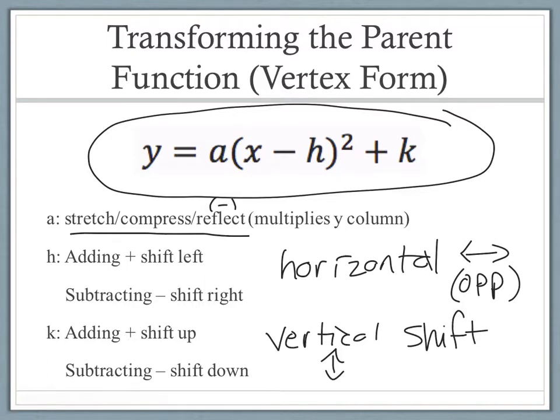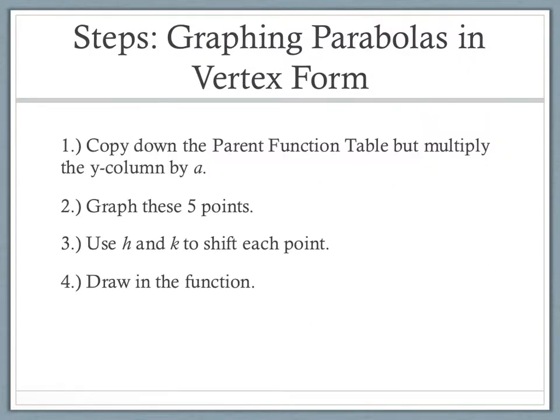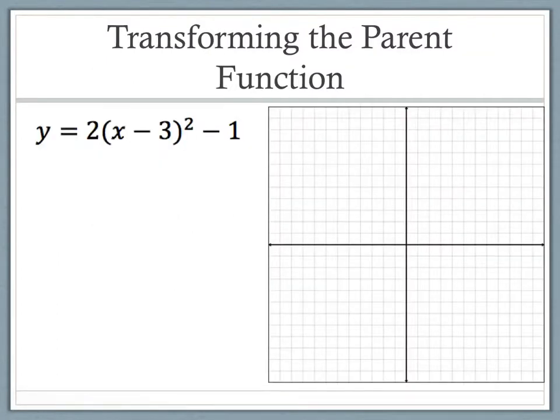Now, it's also called vertex form because our h and our k is our vertex. So HK, that point where it goes left and right, up and down, HK, that is our vertex. Okay, so if you want to write somewhere that the vertex is HK, that's kind of an important thing, and we'll deal with that a little bit later. Okay, here's your steps. It's very similar to what we've done in the past. Make our table, put our 5 points, shift our 5 points, and connect the dots, or make our U, or our parabola. So let's take a look.